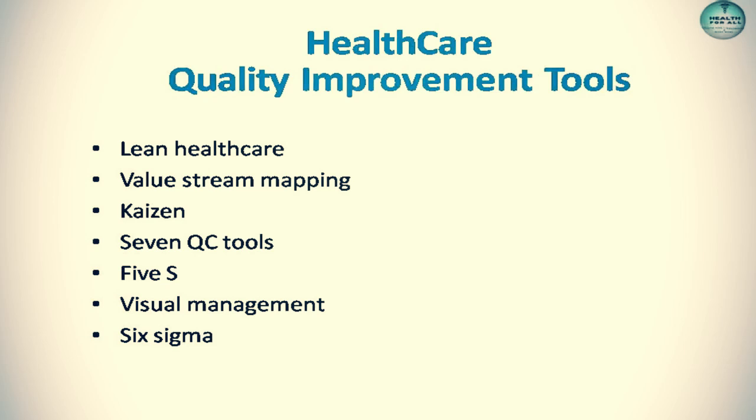Now there are certain quality improvement tools that are essential to assess whether your outcomes are as per the standards or not. Those are lean management, applying the lean theory in healthcare, value stream mapping, implementation of Kaizen, implementing the 7 quality control tools or quality assurance tools, implementing 5S or workplace management, visual management, and Six Sigma.